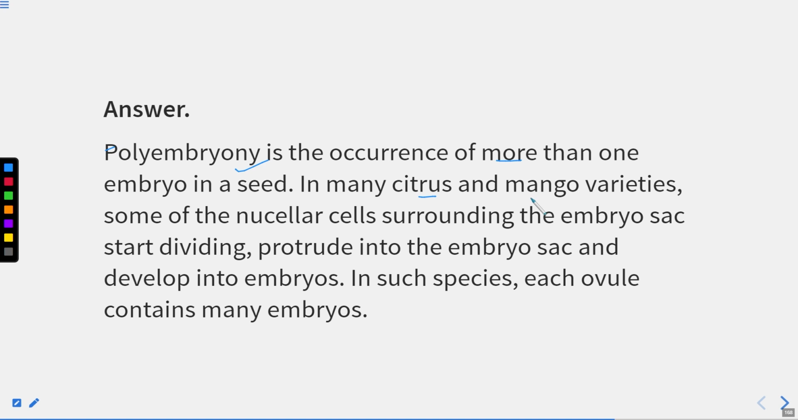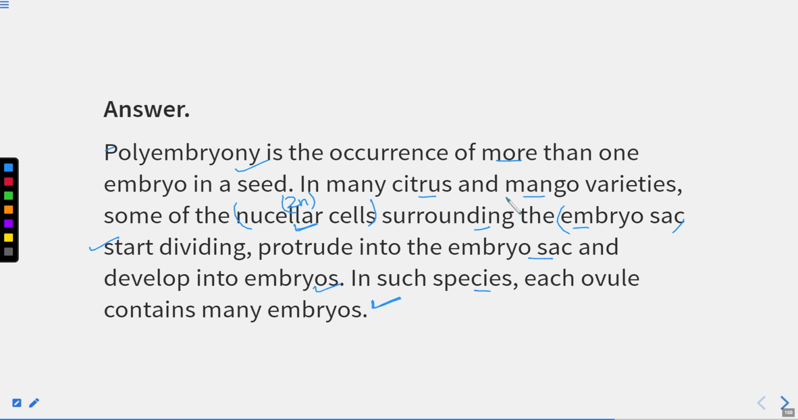In many citrus and mango varieties, some of the nucellar cells, which are always diploid, surrounding the embryo sac start dividing. You know the embryo sac is present within the nucellus. They protrude into the embryo sac and develop into embryos. In such species, each ovule contains many embryos, because the nucellar cells are dividing and giving rise to embryos.